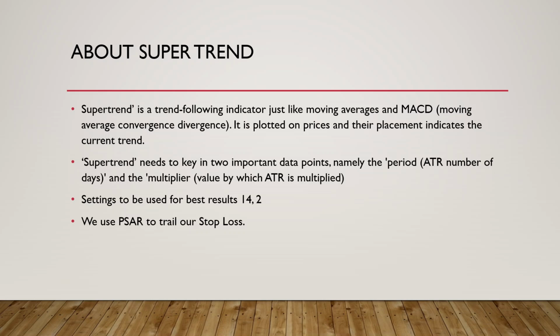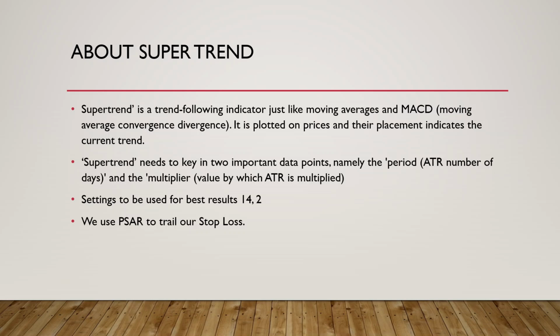Supertrend has two key parameters which you need to enter. One is the ATR, the number of days for the average true range, and the other is the multiplier which you're going to use. I'll tell you which setting works best for me, which is 14 and 2. I use a 14-day ATR and 2 as a multiplier. And I also use PSAR default to trail my stop losses.